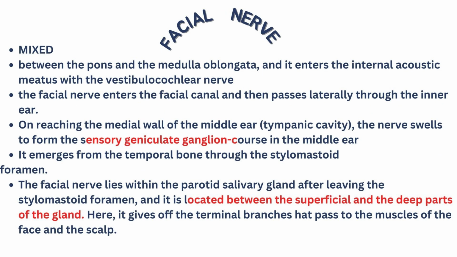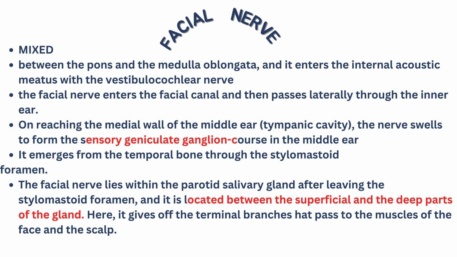The facial nerve is a mixed nerve and it lies between the pons and the medulla oblongata and enters the internal acoustic meatus with the vestibulocochlear nerve, then enters the facial canal and passes laterally to the inner ear. On reaching the medial wall of the middle ear, the nerve swells to form the geniculate ganglion, and then it has a course in the middle ear, and then it emerges from the temporal bone through the stylomastoid foramen.